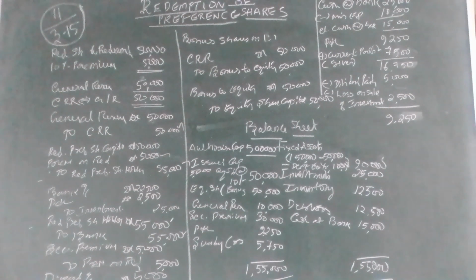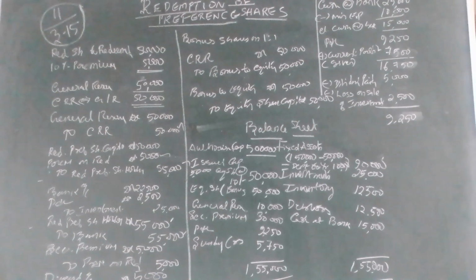So general reserve is used for creating the CRR. So the first journal entry: general reserve account debit to CRR. Then redeemable preference capital account debit, premium on redemption account debit, to redeemable preference shareholders, because we are going to pay the amount of 55,000, that is 50,000 plus 5,000, to redeemable preference shareholders. So we are passing the entry.